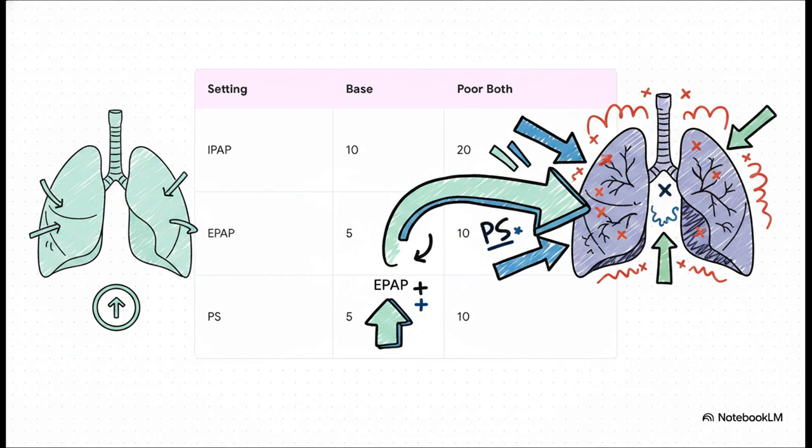And finally, the worst-case scenario. The patient is failing at both oxygenation and ventilation. Starting from our 10/5 baseline, we first raise the EPAP to 10 to push the oxygen in. Then, because we desperately need to improve ventilation too, we crank the IPAP all the way up to 20. 20 minus 10 gives us a really robust pressure support of 10, all while maintaining that high baseline EPAP of 10. Boom! We've successfully tackled both respiratory failures at the exact same time.